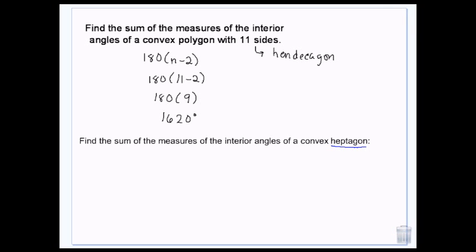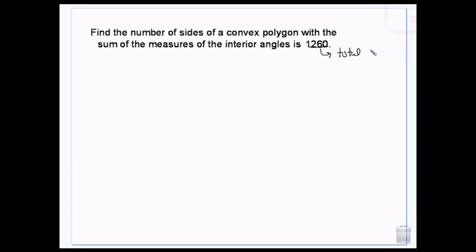How many degrees are in a heptagon? Okay, so we're going to do the same thing. So heptagon has 7 sides. So 7 minus 2. So 5. And 180 times 5 is 900? I think. Yeah, 900.